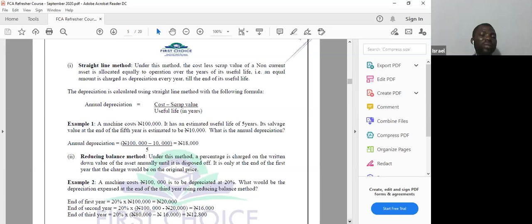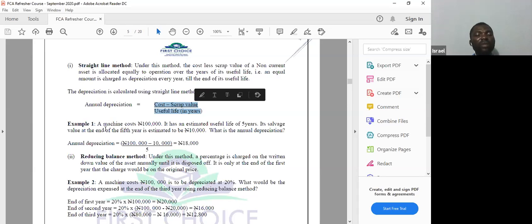So now let's look at the straight line method. The straight line method is actually simple: cost minus scrap value, all divided by the estimated useful life. Cost minus scrap value, all divided by useful life. That is the formula for calculating the straight line method.